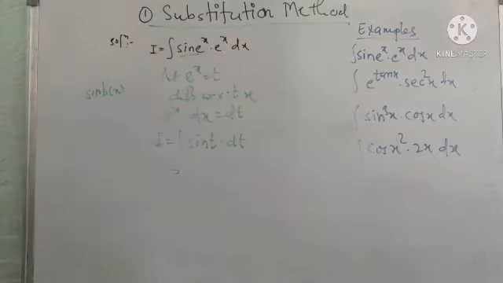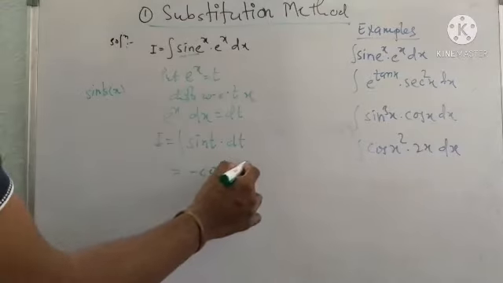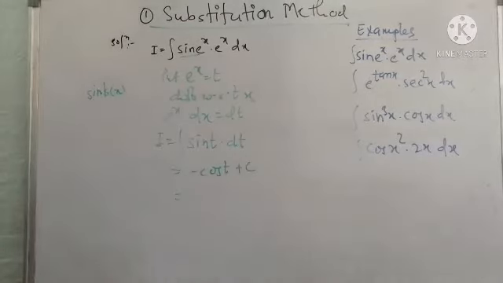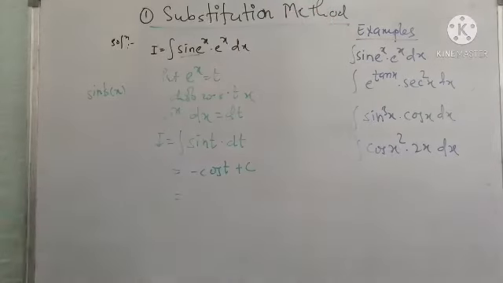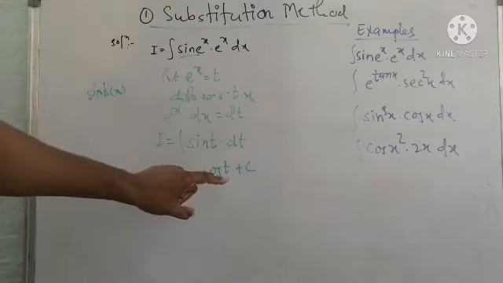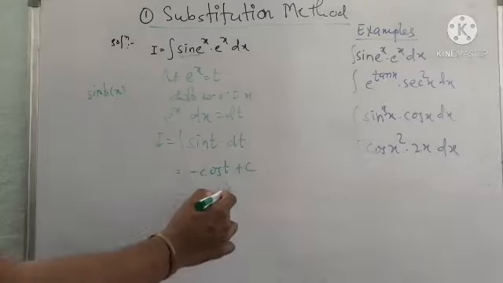Now the integration of sin t, as the integration of sin x is minus cos of x, similarly the integration of sin t is minus cos of t plus c. And remember, resubstitution is always necessary, as we are asked for the integration in terms of x, so the final answer should be in terms of x only. By resubstituting t in terms of x, which is e raised to x, we get minus cos of e raised to x plus c.